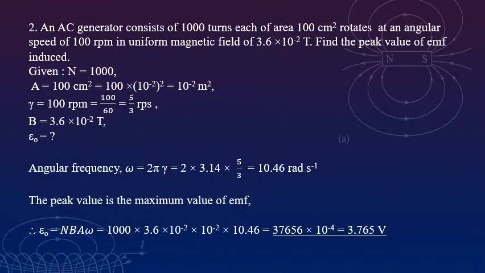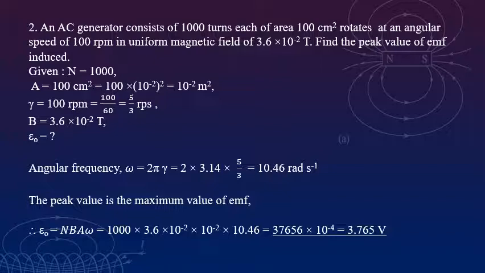Consider an AC generator consisting of 1000 turns, each of area 100 centimeter square, that rotates at an angular speed of 100 rotations per minute in a uniform magnetic field of 3.6 into 10 power minus 2 Tesla. Find the peak value of EMF induced.